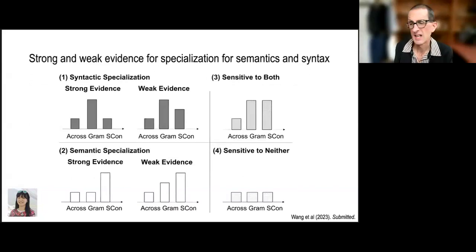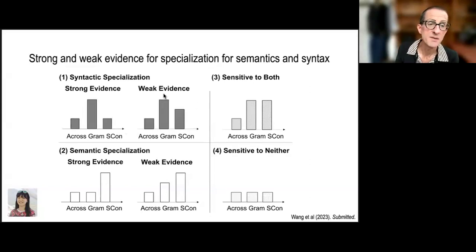And there are different levels of evidence, I suppose, in terms of the amount of specialization. You can have strong and weak evidence. Strong evidence would be along these lines. You have greater correlations within a task, so within the grammatical, right? And that's greater than across, but it's also greater than within semantic correlations, right? So this would be strong evidence.